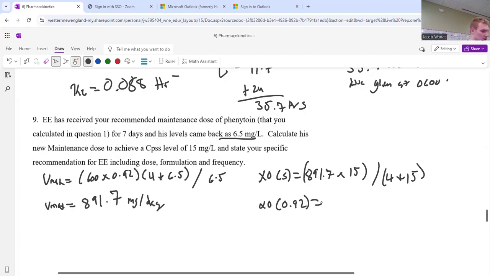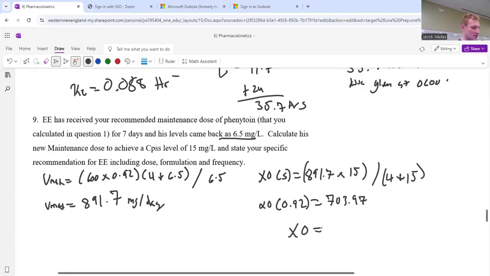For the first part, I got 703.97. So if you were doing the calculation, this gives you the free form, the free acid form, this right here. But since you're giving the ER capsules because it's maintenance, you have to divide further by 0.92 to get your final XO.